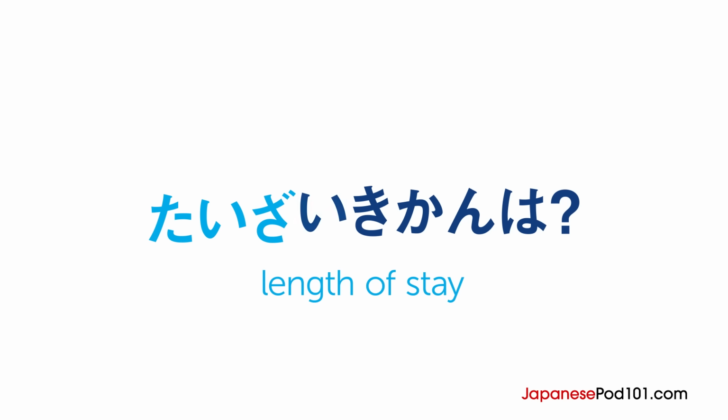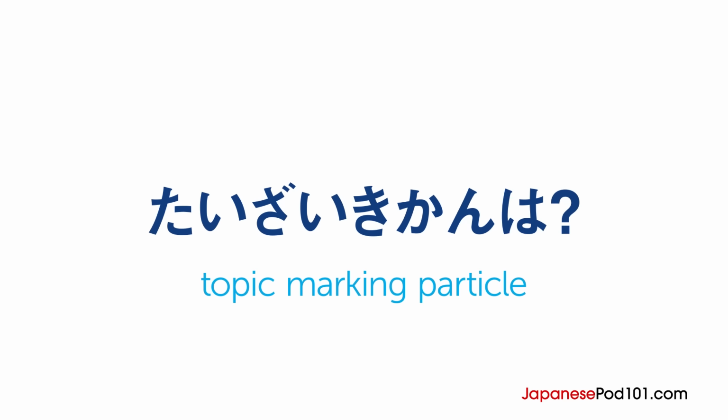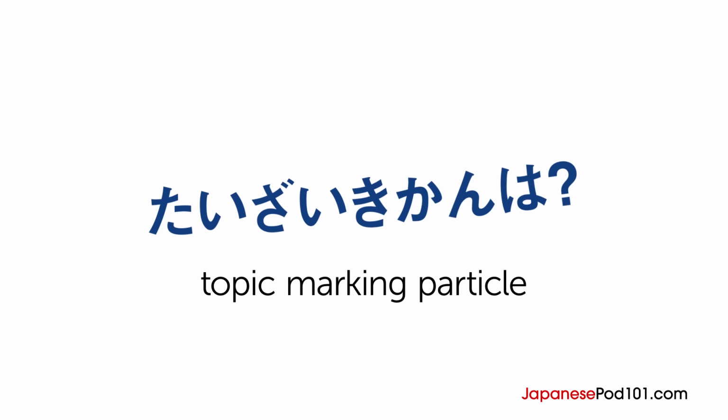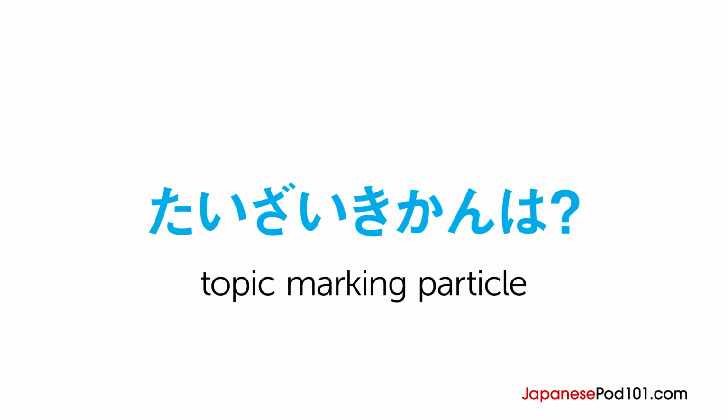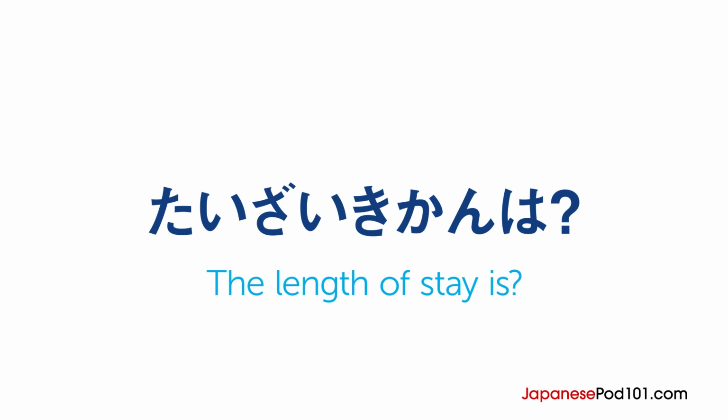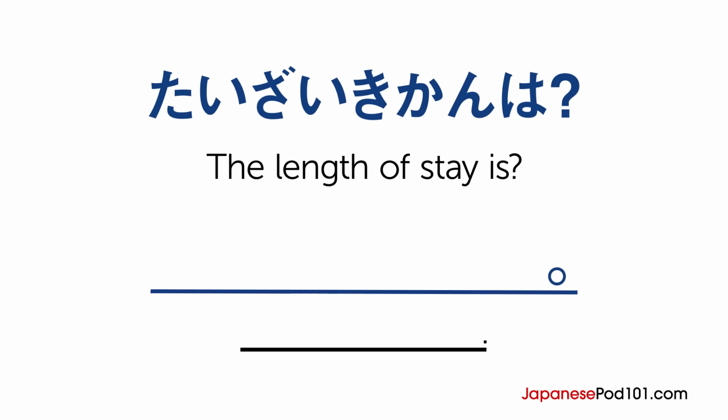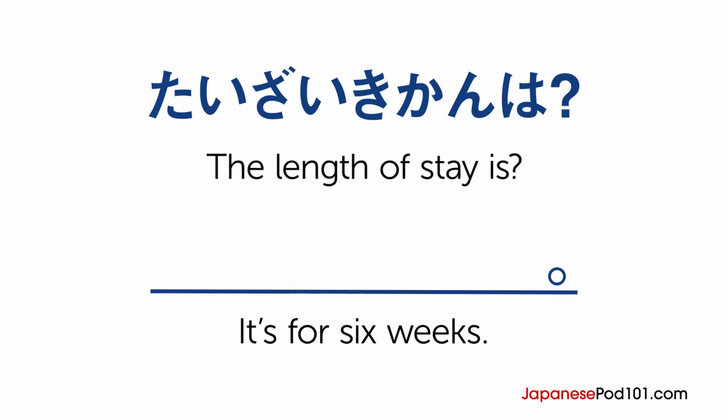滞在期間. Next is the topic marking particle. は. Please note that you need to say this with a rising intonation in order to make it a question. A literal translation might be, the length of stay is? It's as if the immigration officer is leaving the second part of the sentence blank for you to fill it in with the length of your stay. 滞在期間は? One possible answer to this question is a sentence meaning something like, it's for 6 weeks.